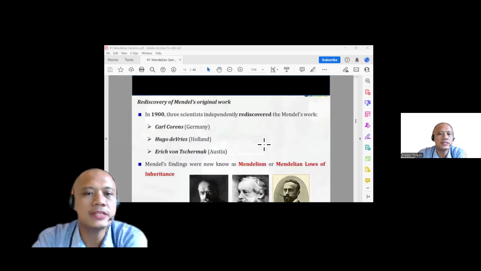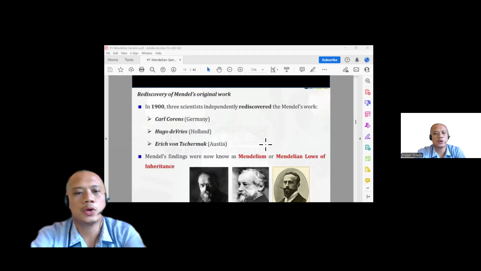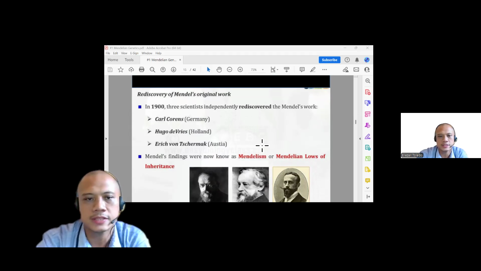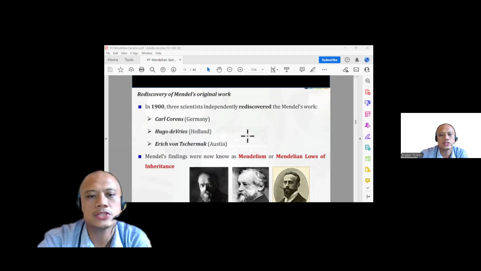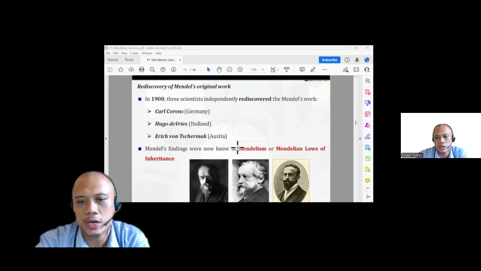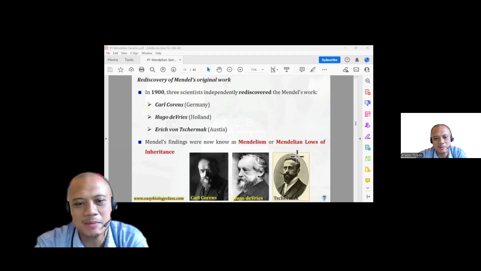Scroll down. Review the rediscovery of Mendel's original work. In the 1900s, there were other scientists: Carl Correns, Hugo de Vries, and Erich von Tschermak. This is a mouthful. These are now known as Mendelism, or Mendelian laws of inheritance. This should be laws, L-A-W-S. Sorry for the typo.